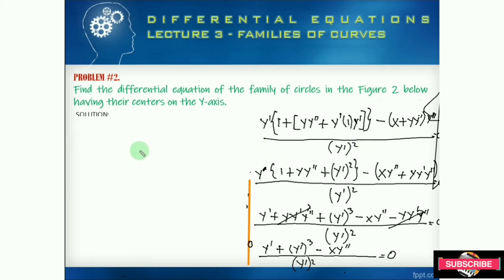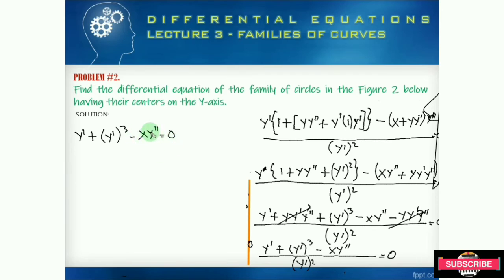Again we are going to simplify, so this one will be eliminated, since if we cross multiply, what remains is this one. So actually, if you cross multiply, we can eliminate this one, so our solution for this is y prime plus y prime to the cube minus x y double prime is equal to 0.